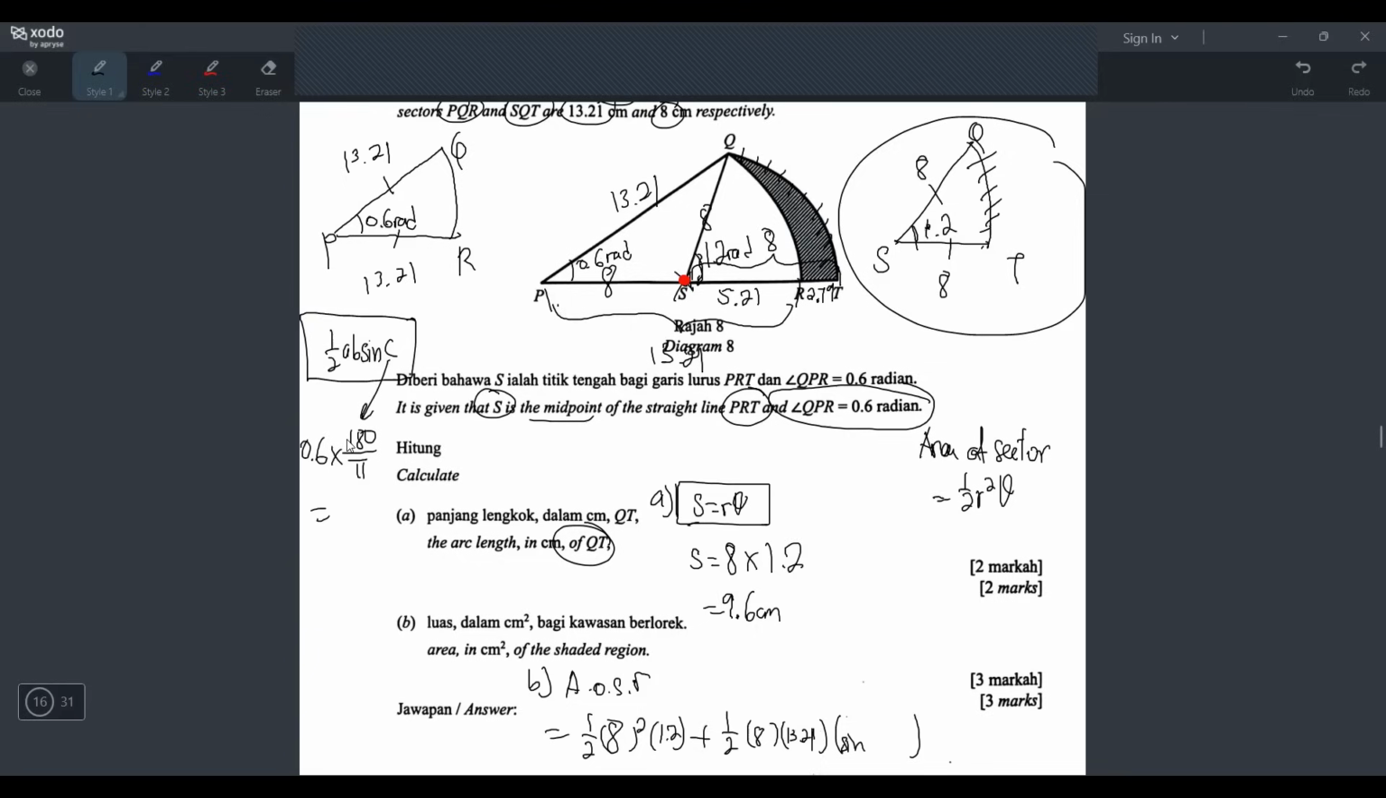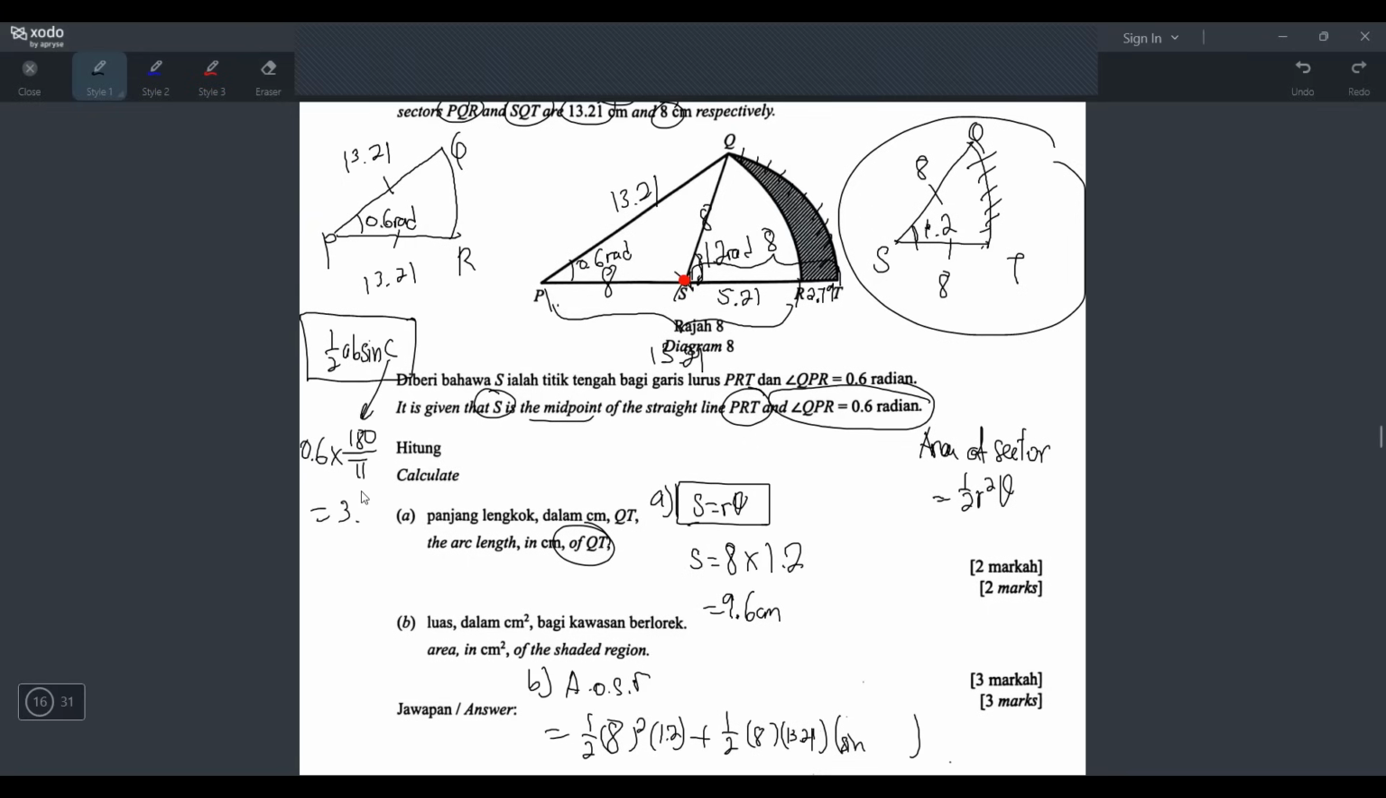Because that's how you convert from radian to degree. So 0.6 times 180 divide pi. They never say what value to use, but I'm going to use 3.142. In circular measure, most of the time we use 3.142. So the answer is 34.37.